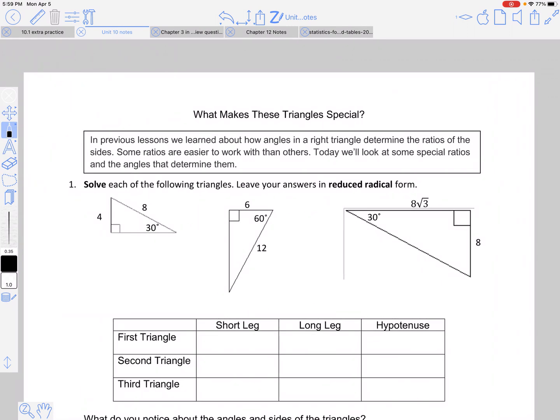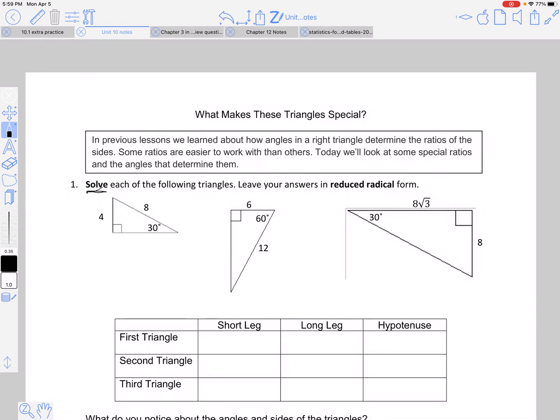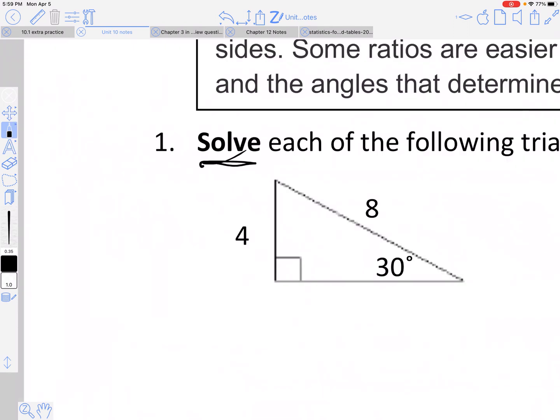Okay, so we're going to learn about special angles here. So this is kind of jumping back and forth. But we're going to solve each of the following triangles. So solve means find all side lengths and angle measurements.